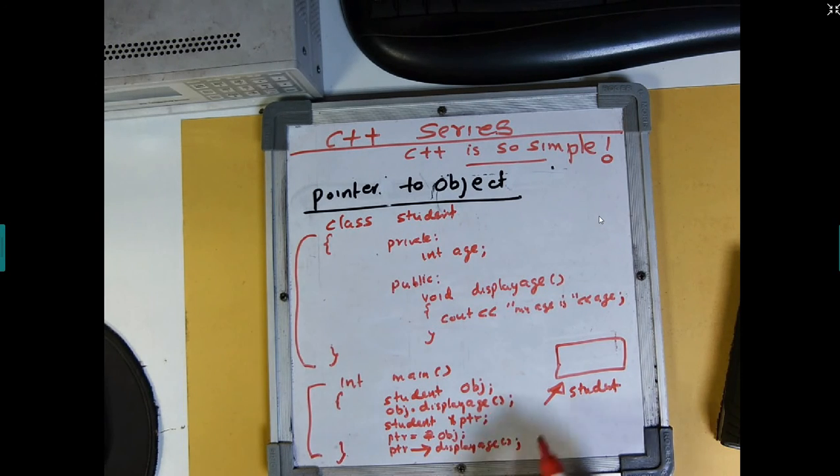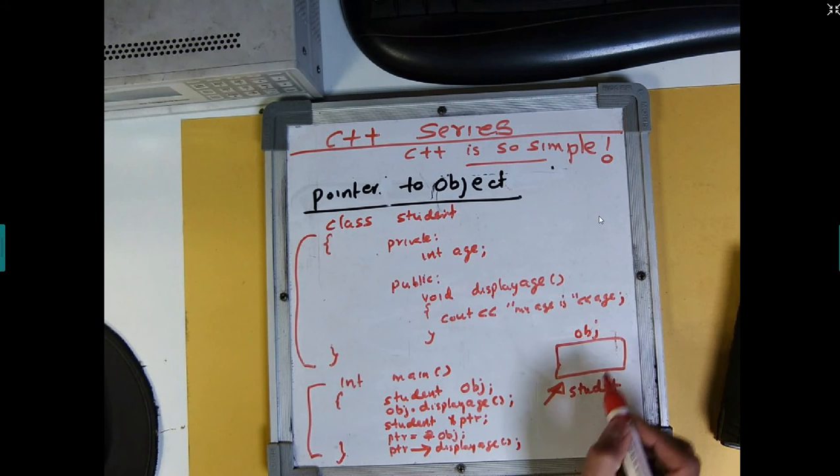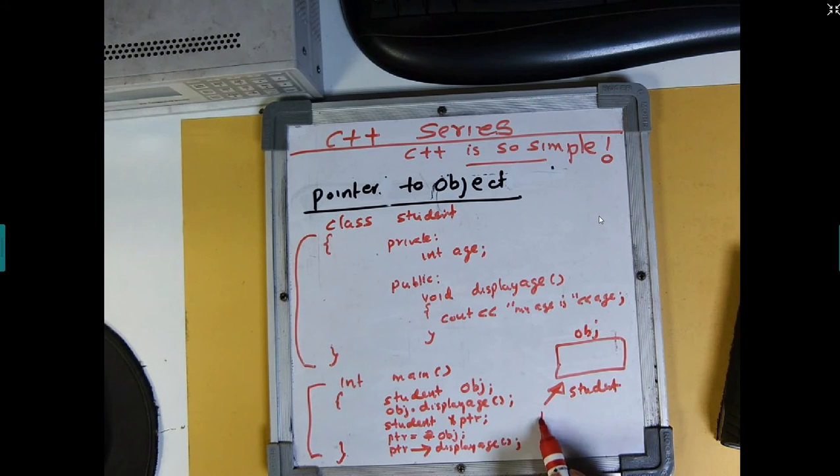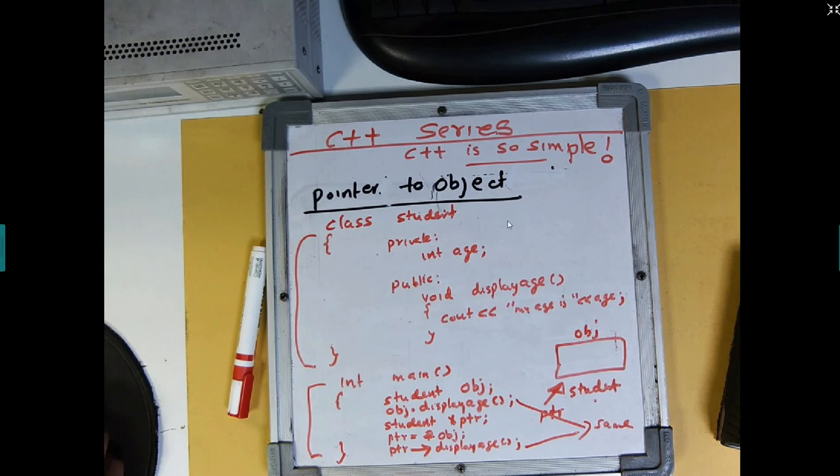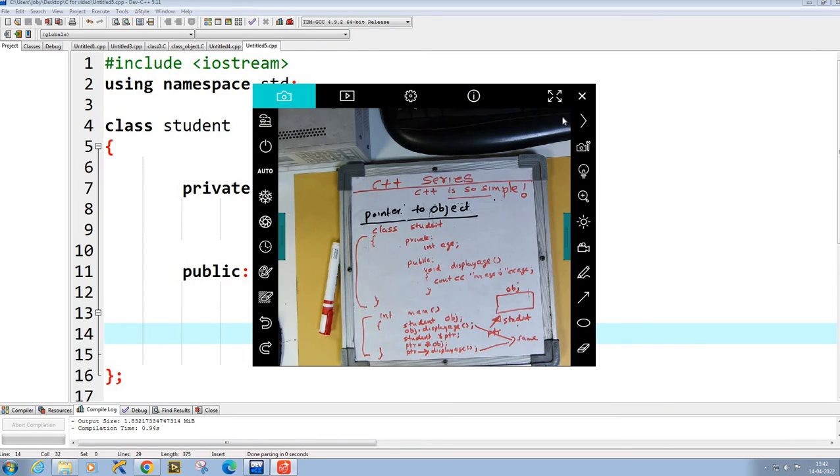So that means the ptr of type student has been initialized with the obj, and whatever was available in the obj will be displayed. So the content of both will be the same. The one is directly accessing by creating an object. This is accessing through a pointer. Now let's practically see how this programming is done.